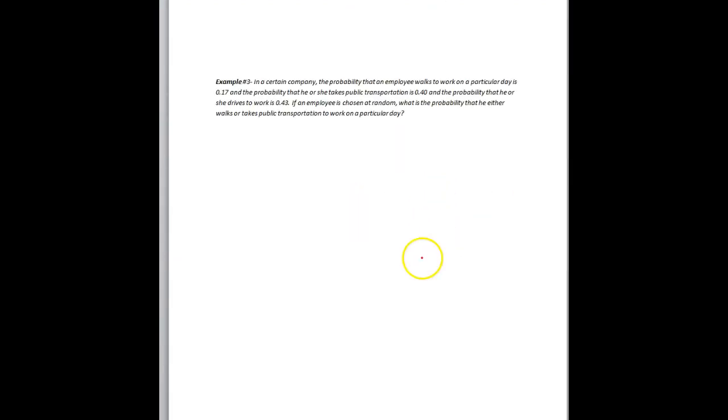So now we'll do another example. Example 3: in a certain company, the probability that an employee walks to work on a particular day is 0.17. The probability that he or she takes public transportation is 0.4. And the probability that he or she drives to work is 0.43. If an employee is chosen at random, what is the probability that he either walks or takes public transportation to work on a particular day?